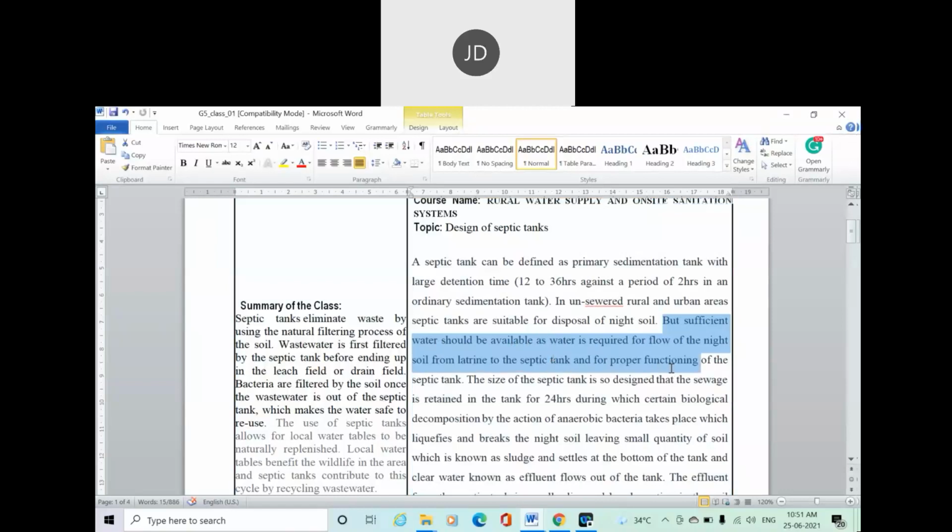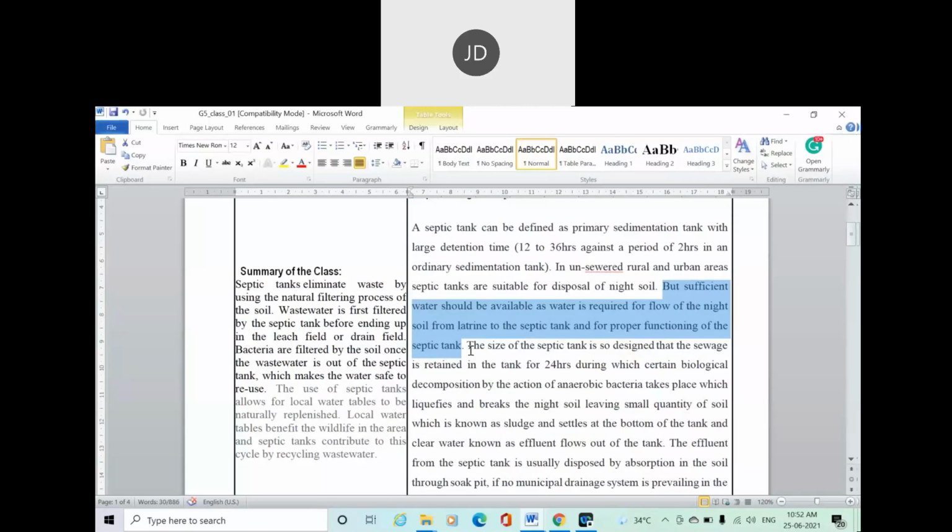Even for the proper functioning of the septic tank, we require water in the chamber. The size of the septic tank is designed so that the sewage is retained in the tank for 24 hours, during which certain biological decomposition by the action of anaerobic bacteria takes place, which liquefies and breaks down the night soil, leaving a small quantity of solid, also known as sludge, which settles at the bottom of the tank.